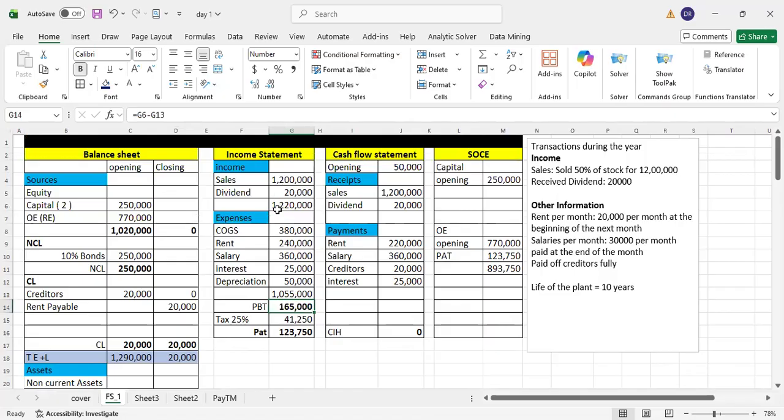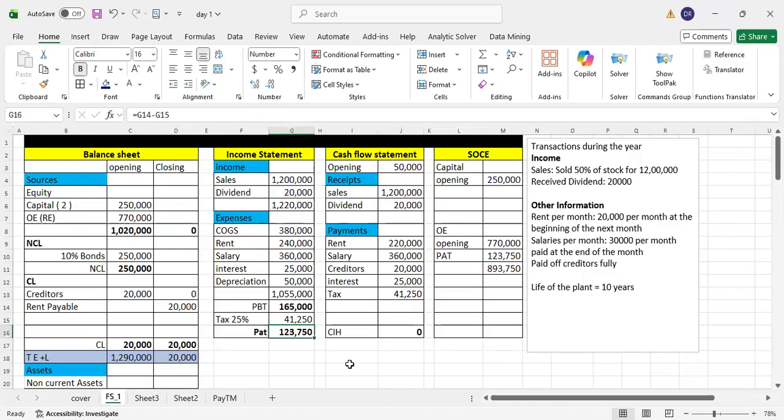PBT is equal to income minus expenses, that is 165,000. Let us make an assumption with respect to rate of tax, 25% on PBT, and let us also pay the tax. These are all business decisions. It's not that for every item you need information. You have the freedom to make those assumptions. And these are business decisions.